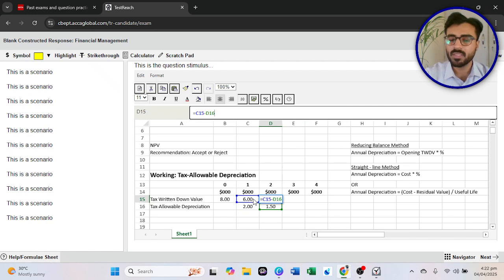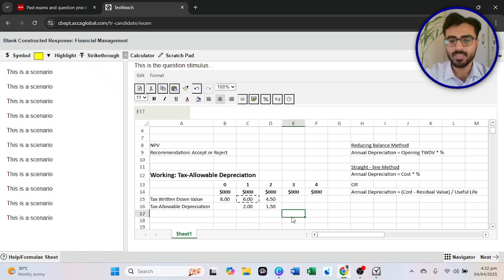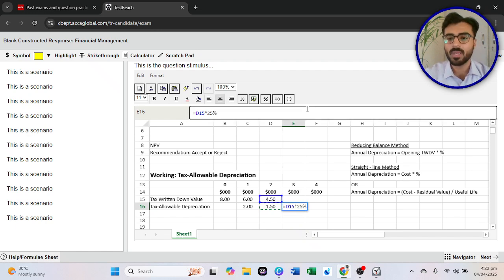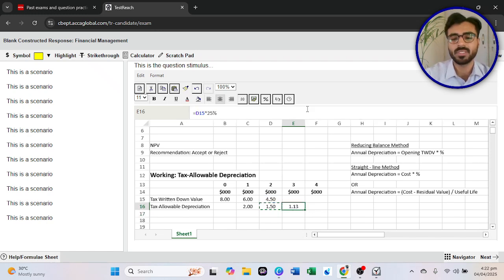How? 6,000 was the opening value, minus 1.5 thousand, which was this year's depreciation charge. So after 2 years, the tax written down value of the asset would be equal to 4.5 thousand, right? Now, what would be the tax allowable depreciation for year 3? It would be equal to this figure. I've just copy pasted the previous formula. So 4,500 multiplied by 25%. Opening value multiplied by 25%, because the reducing balance method is being used.